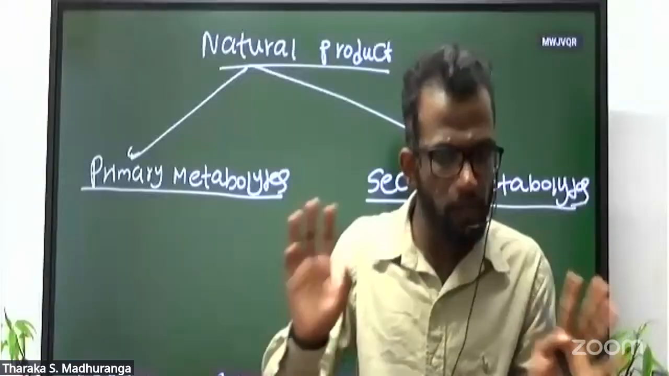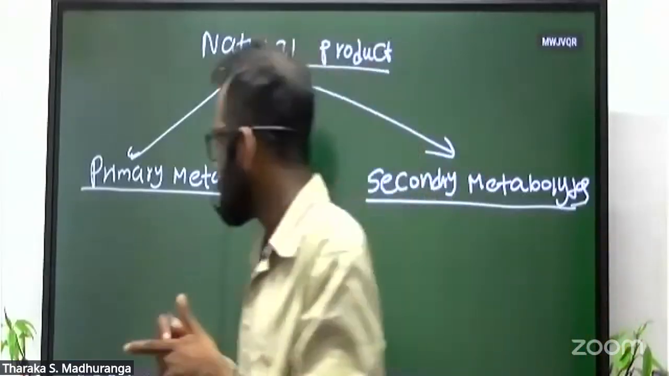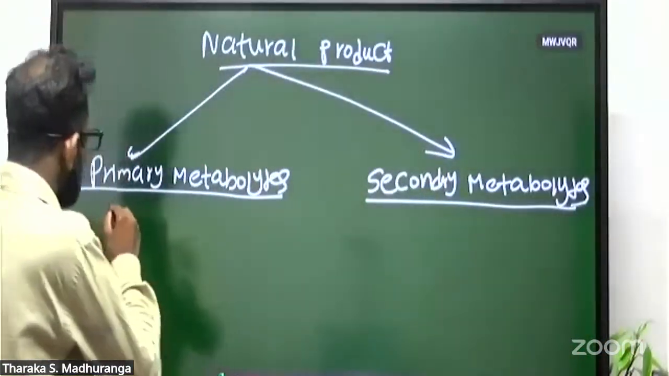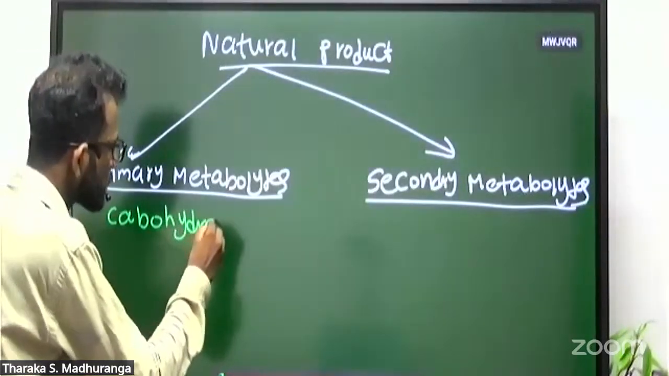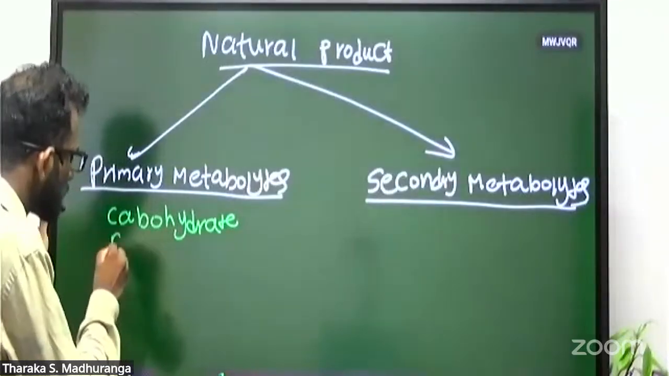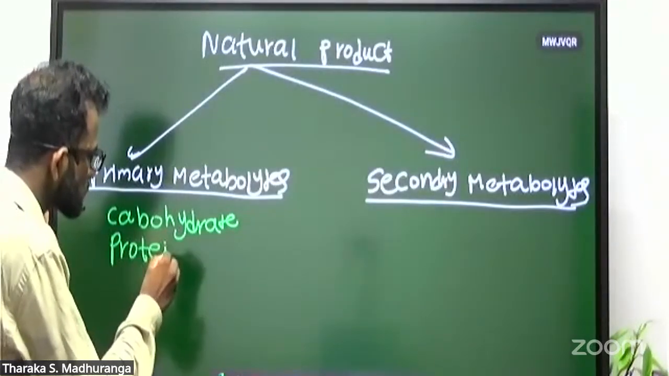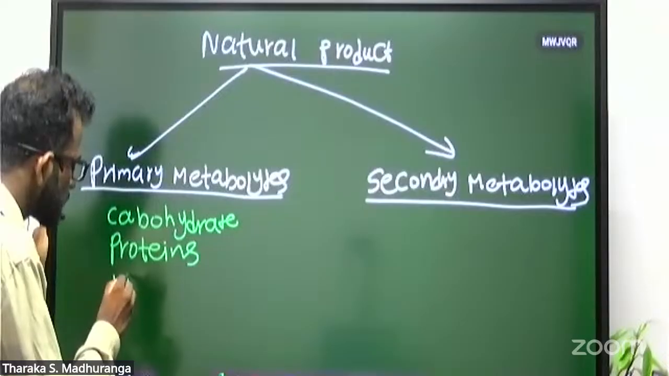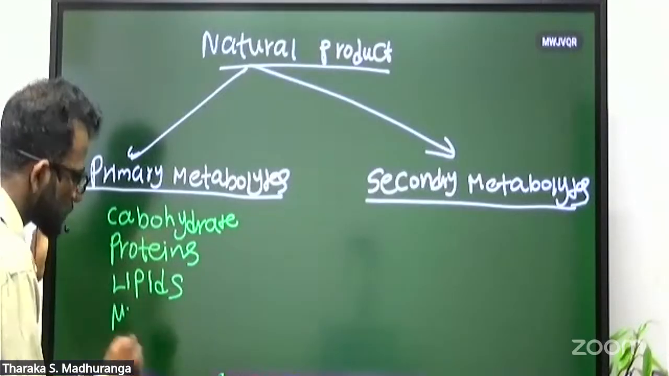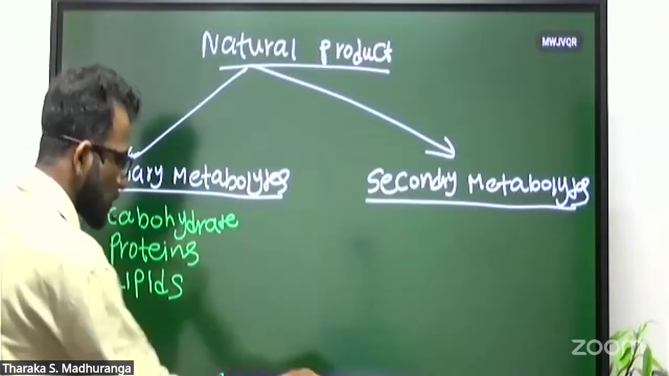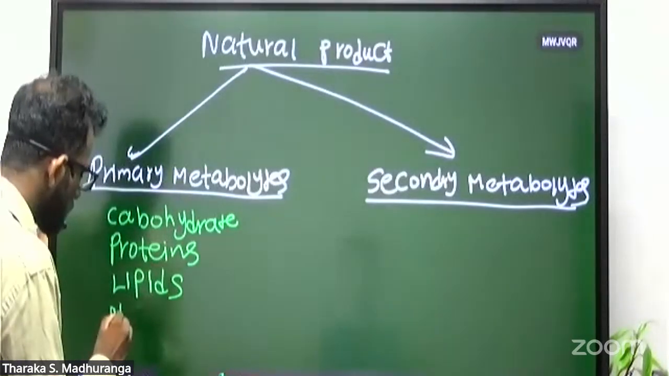Okay, these differences are important. Then the examples for primary metabolites are carbohydrates, proteins, lipids, and nucleic acids.